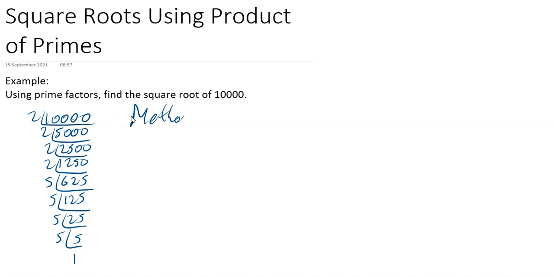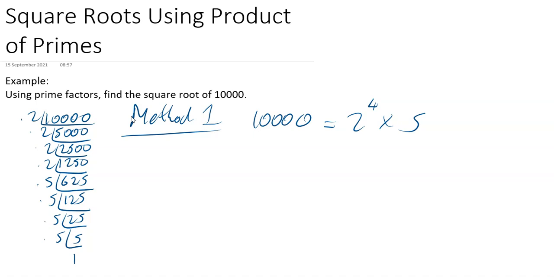Okay, so method 1, what we're going to do is write this in index form. That means you write 10,000 is equal to 2 to the power something times 5 to the power something. If you count, you've got 1, 2, 3, 4 2s, so it's 2 to the power of 4. You've got 1, 2, 3, 4 5s, so it's 5 to the power of 4.